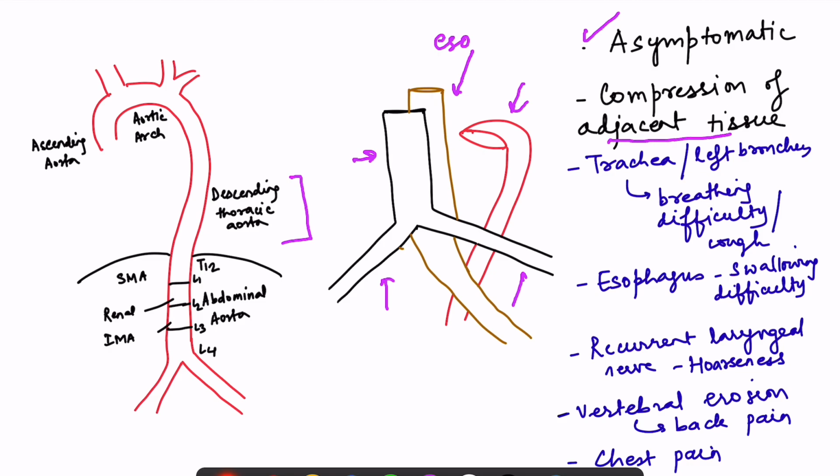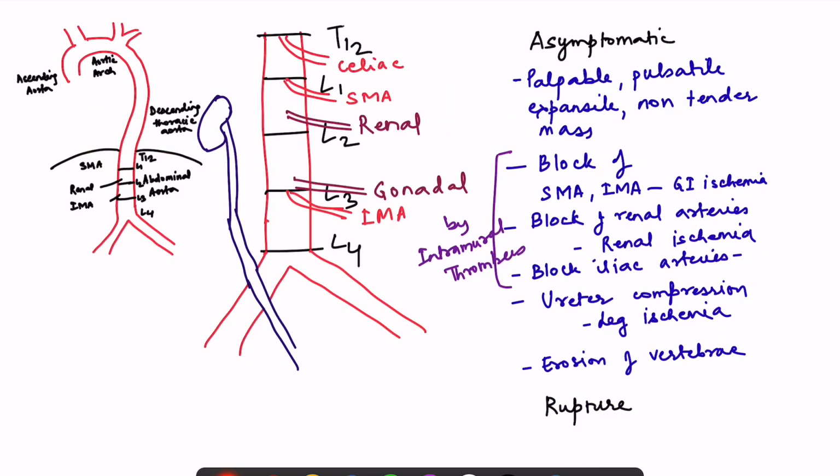If there is involvement of the trachea or the left bronchus, then it will cause breathing difficulties and cough. If there is compression of the esophagus, then it will lead to dysphagia, that is swallowing difficulty. If there is irritation of the recurrent laryngeal nerve, it will lead to hoarseness. Then behind the aorta, the posterior relation of the aorta, we have the vertebra. So vertebral erosion can also occur, leading to back pain. And because of expansion of the aortic aneurysm, there may be compression of the mediastinal structures as well. That will lead to chest pain, right? So these are the various problems which can occur in case of thoracic aneurysm.